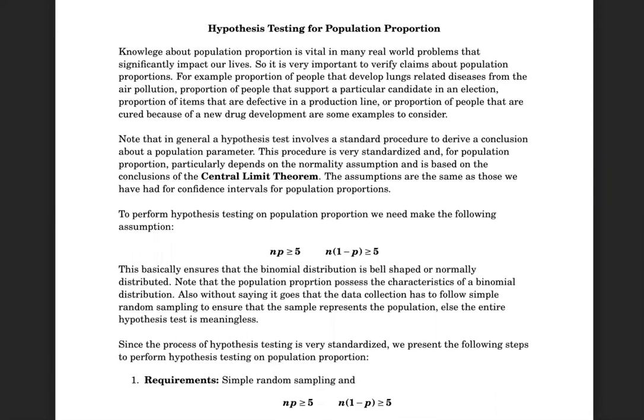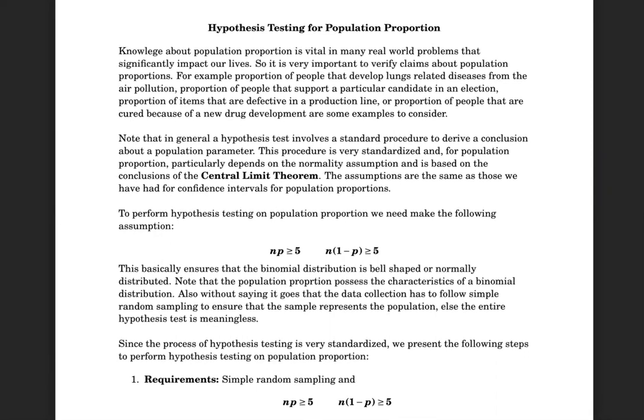Now, let's start off with hypothesis testing for population proportion. These numbers, I think, are 10. I forgot this, so for the sake of safety, make it 10. N P is greater than or equal to 10, and N times 1 minus P, or N Q, since 1 minus P is also known as Q sometimes, is also greater than or equal to 10.